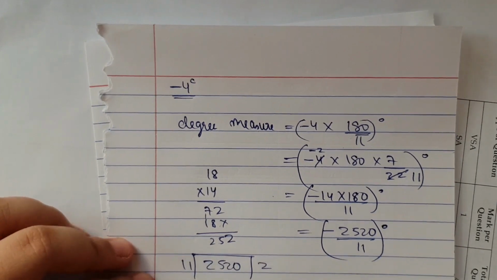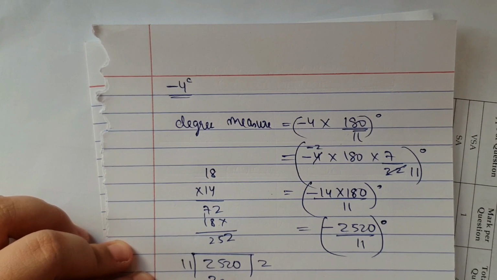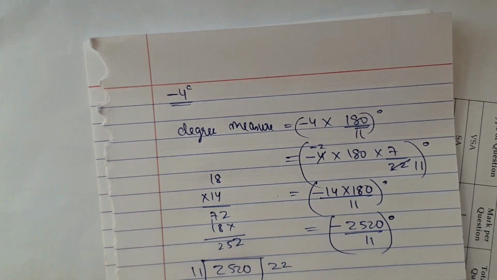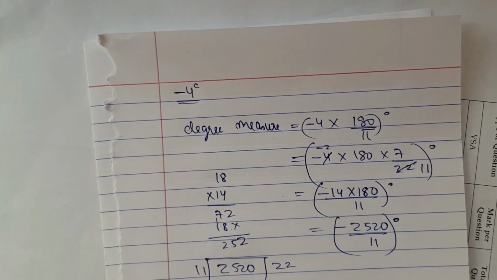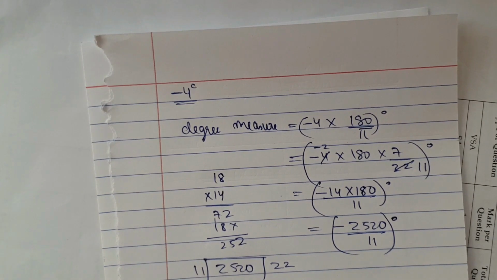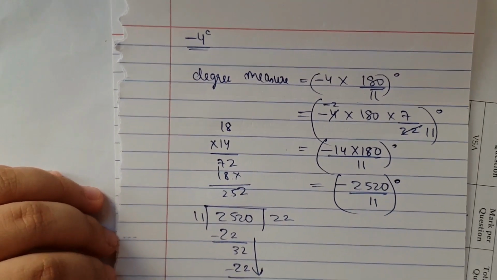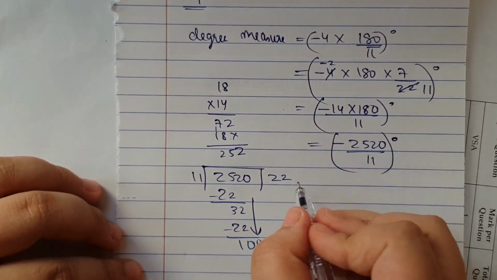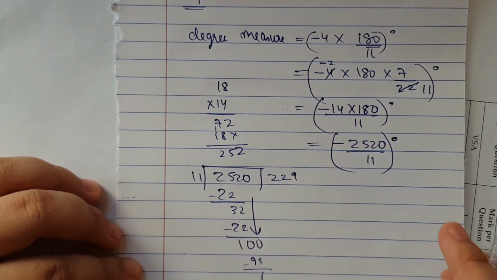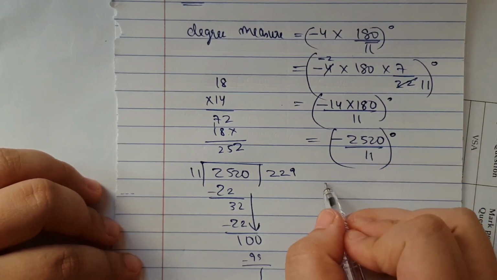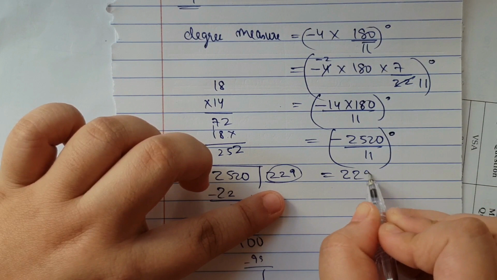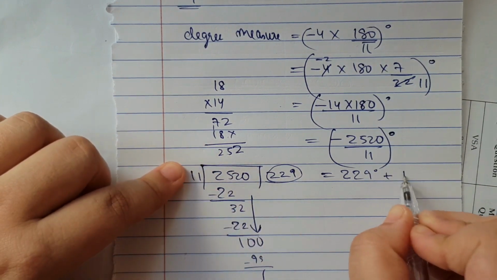11 2s are 22. 22 minus gives me 3 2. Again 2s are 22, because 3 2 is 1 less, so 22. It's going to give me 22, so minus 10. Again 0 comes down here, so 0 is there. So now 9s are 99 minus 1. Simple, yes, okay. So giving us, this is our answer, 229 degree plus 1 by 11 degree.